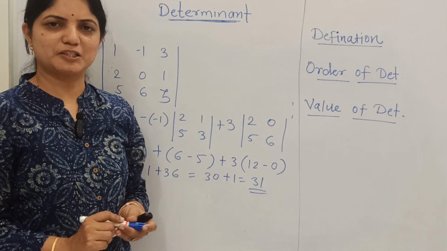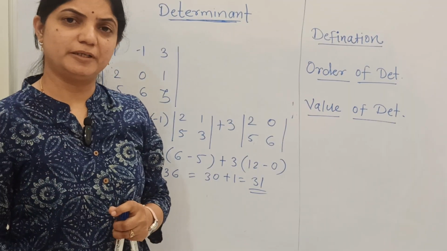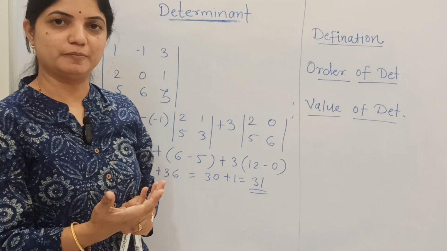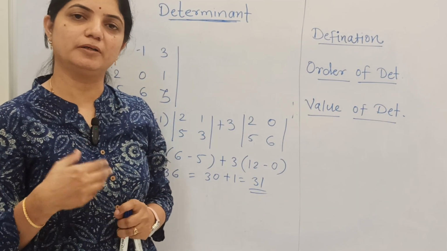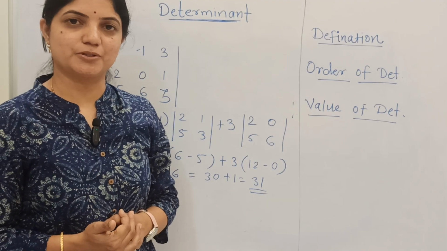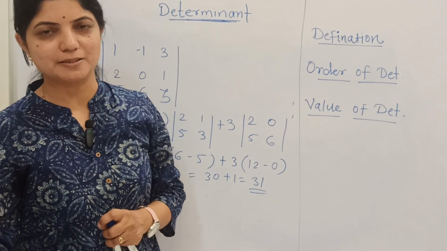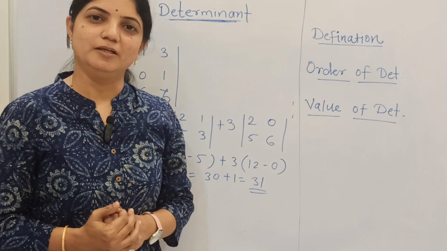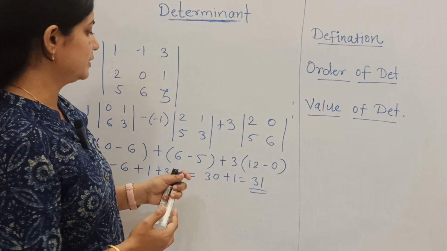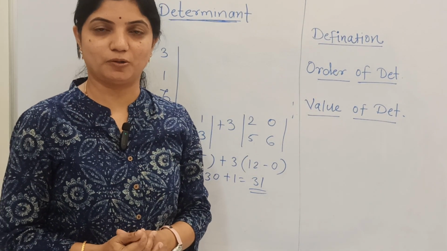In this way we can expand higher order determinants also. We can expand the determinants using the first row, second row, or we can expand it using the first column, second column as well as third column. So this is all about the value and order of the determinant.